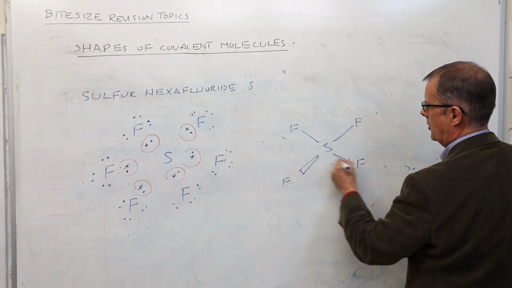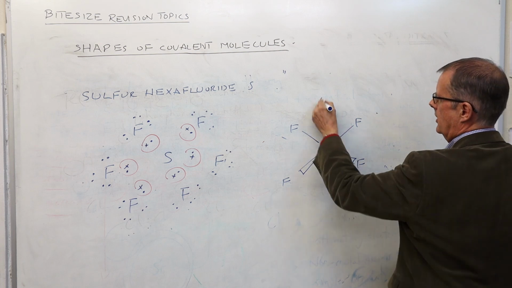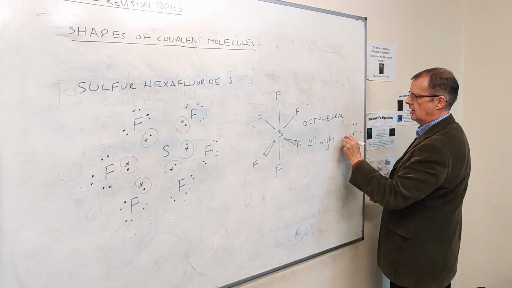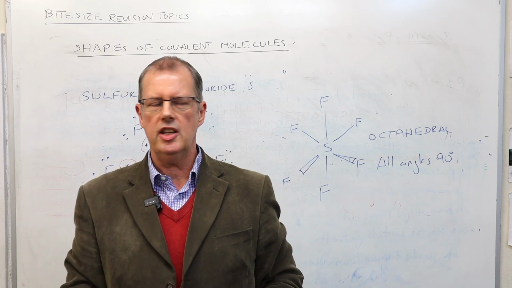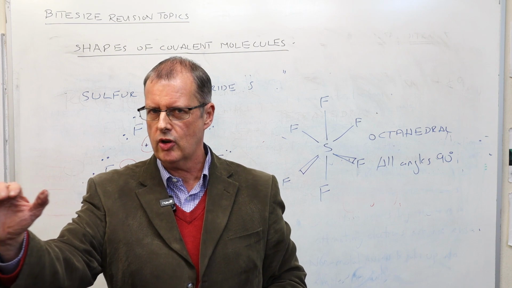It would help if you just show these perspective lines a little bit. You could do those as broken lines as well. And that one is octahedral. And all the angles are 90 degrees. You might be saying, can you get 7 pairs of electrons in? IF7 is a molecule, but this is off the A-level course.